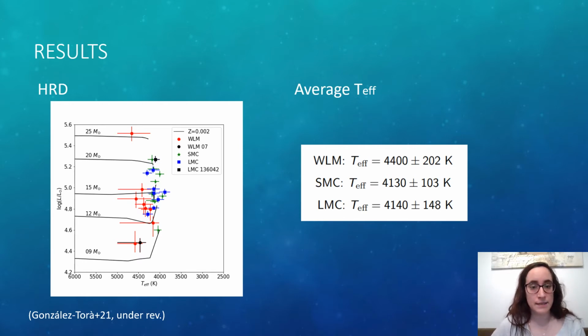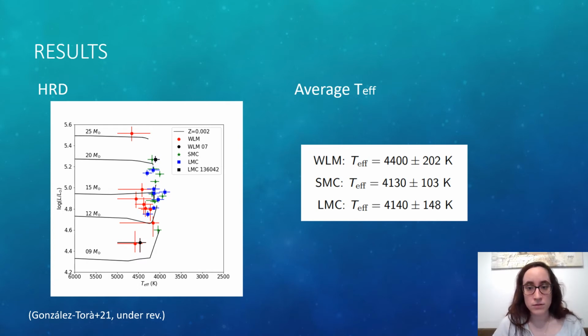Then we plot these effective temperatures and luminosities in the HR diagram, as you can see here on the left. And we also compare it with the Geneva evolutionary tracks. There are the different galaxies in three different colors, and you can also see two black dots, which were problematic, so we did not include them in the analysis. With this, we then calculate the average effective temperature of our results, and we find out that for WLM, which is the most metal-poor, the results are around 250 kelvin warmer.